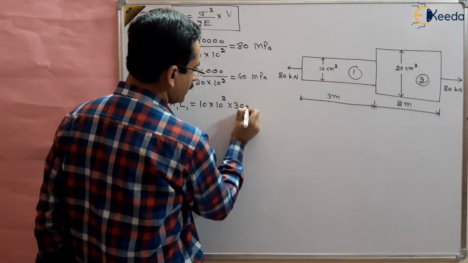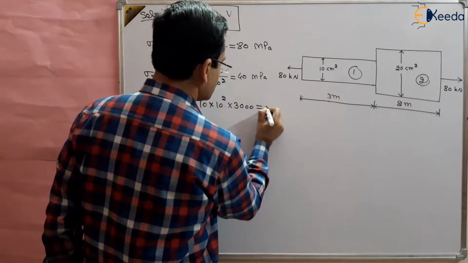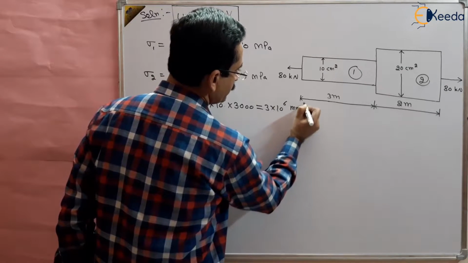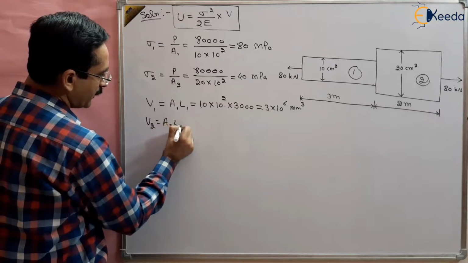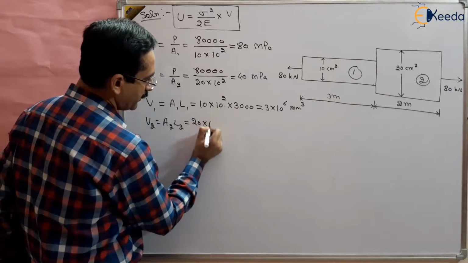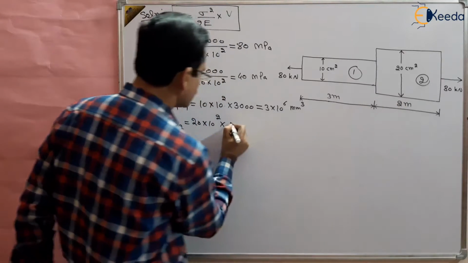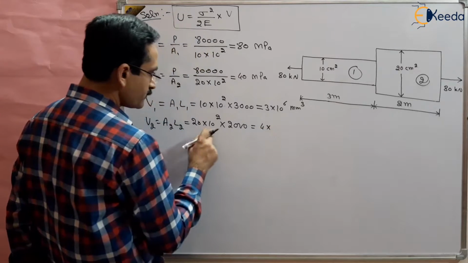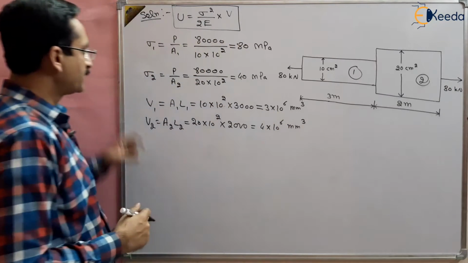So this may be 3000 millimeter. So this will come out to be 3 multiplied by 10 to power 6 millimeter cube. So this is the volume of first part. Volume of second part is area of the second part multiplied by length of second part, so that will be equal to 20 multiplied by 10 power 2 millimeter square, multiplied by length 2 meters, so this is 2000 millimeter. So this will come out to be 4 multiplied by 10 to power 6 millimeter cube. So this is the volume of the second part.